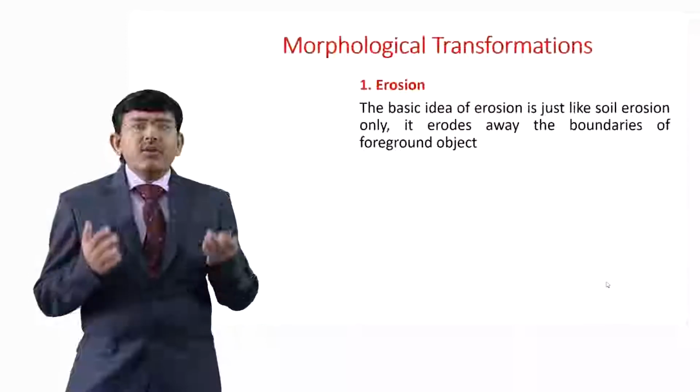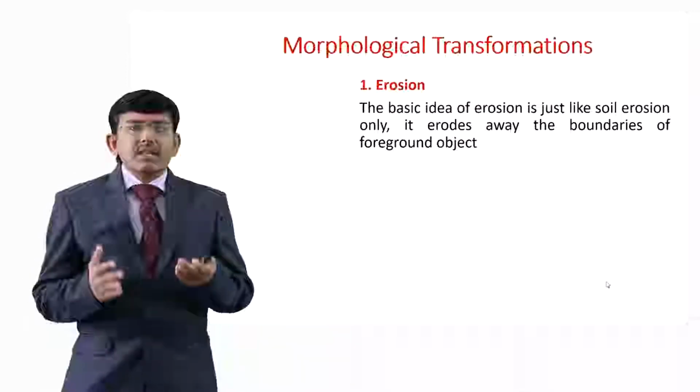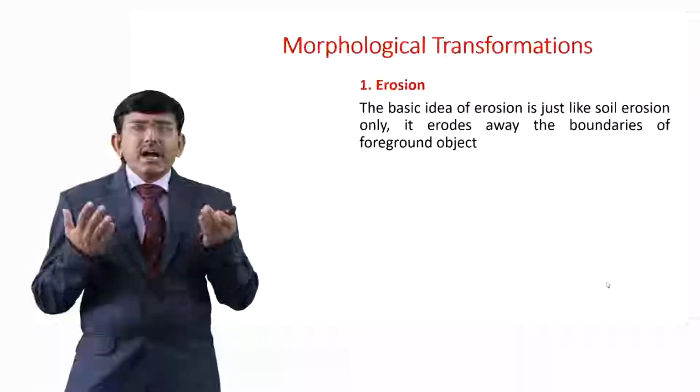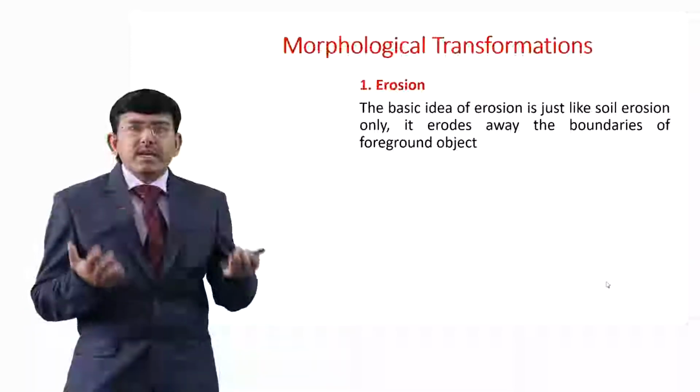Biomedical image processing course. Today we will see the morphological transformation which we require for the purpose of feature extraction and enhancement. How it is used in Python and OpenCV is our objective of today's talk. The basic idea of erosion is just like soil erosion. It erodes away the boundaries of the foreground object.